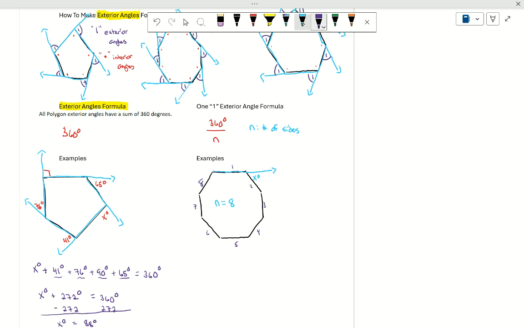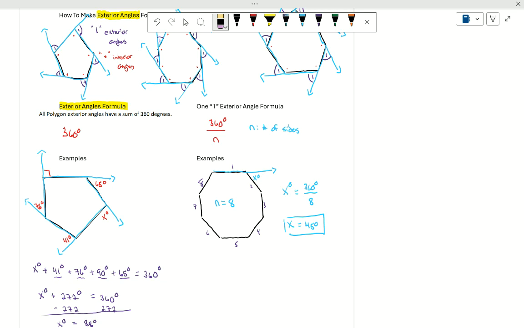So how do I find x? How do I find the measure of one exterior angle? I go 360 degrees, and then I divide it by n. n is 8, the number of sides. And that's whatever that equals. 360 divided by 8 is 45. So that tells me that x is equal to 45 degrees. Okay, and that's how many degrees one of the exterior angles will be.